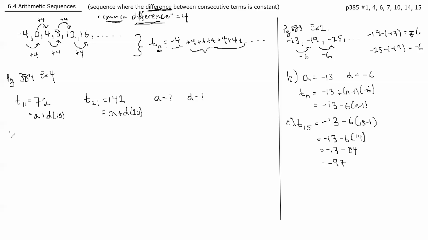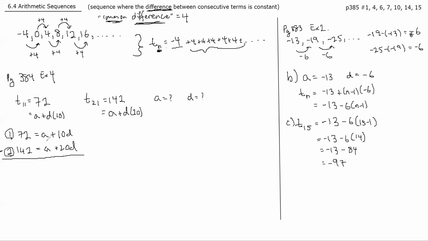So I have two formulas. I have 72, which equals A plus 10D. I have another equation that's 142 equals A plus 20D. Do you see where this is going? Does that look familiar to you? It better. Don't disappoint me, my students. Come on, you're better than everyone else, right?